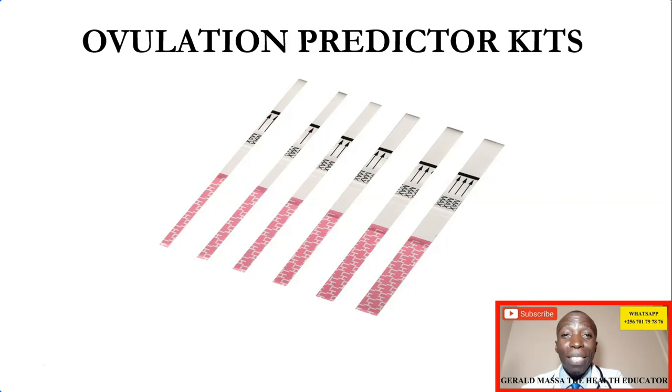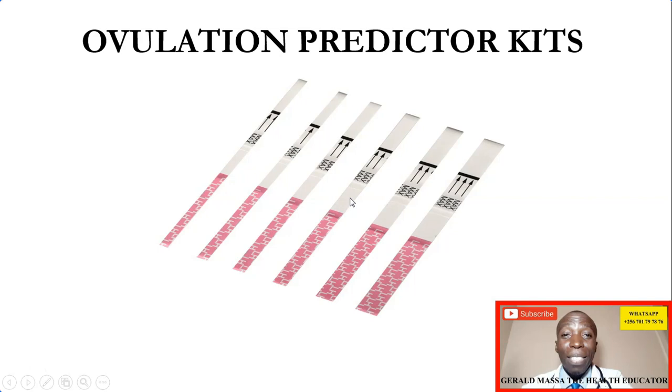So the next method of tracking your ovulation, even if you have irregular periods, is by using what we call ovulation predictor kits. The ovulation predictor kits are strips that are made to look for a hormone known as LH, or luteinizing hormone.